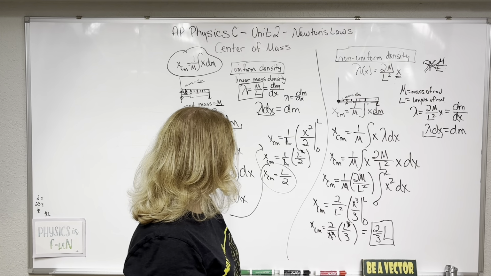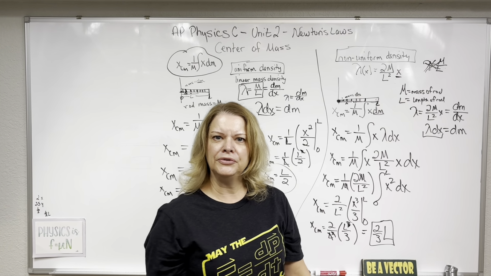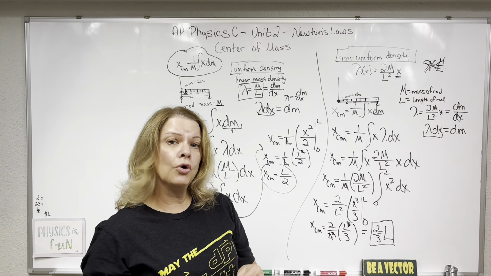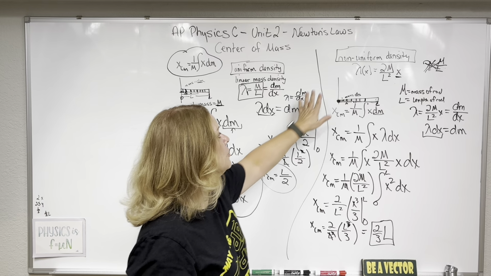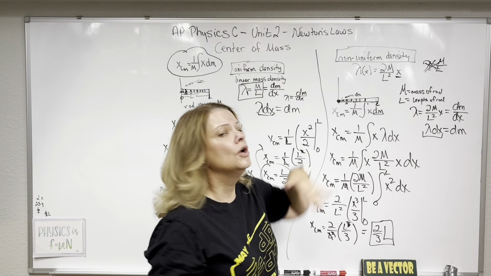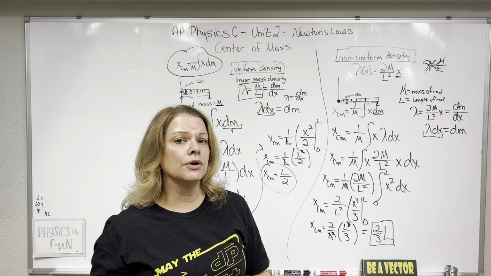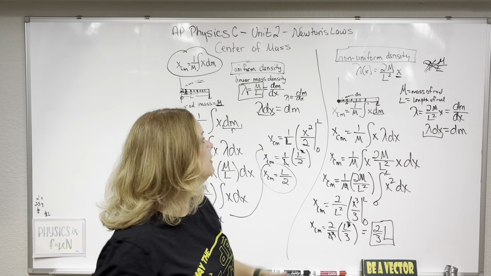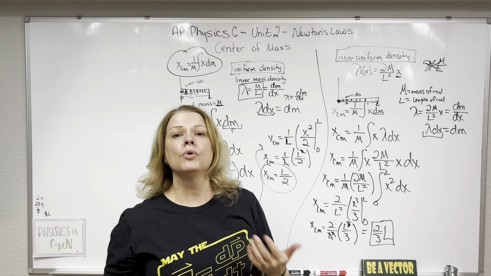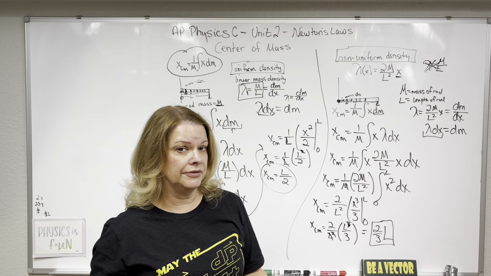That explains how to do center of mass with integrals for rods and non-uniform density rods. We're going to do one more video on a rigid shape, and there we're going to be using not linear mass density but volumetric mass density.